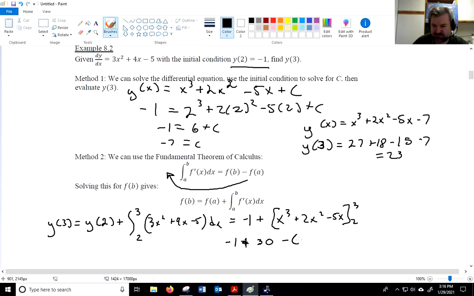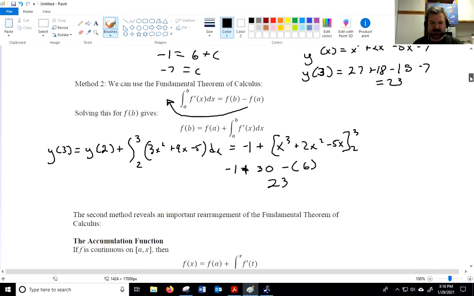Then I've got to subtract. Now I've got to plug in the 2. I get 8 plus 8 is 16, minus 10 is 6. Right? Let's see. 8 plus 8 is 16, minus 10 is 6. So I end up with -1 plus 30 is 29, minus 6 is 23. Less work and gets us the answer that we need. So that's kind of a common problem.